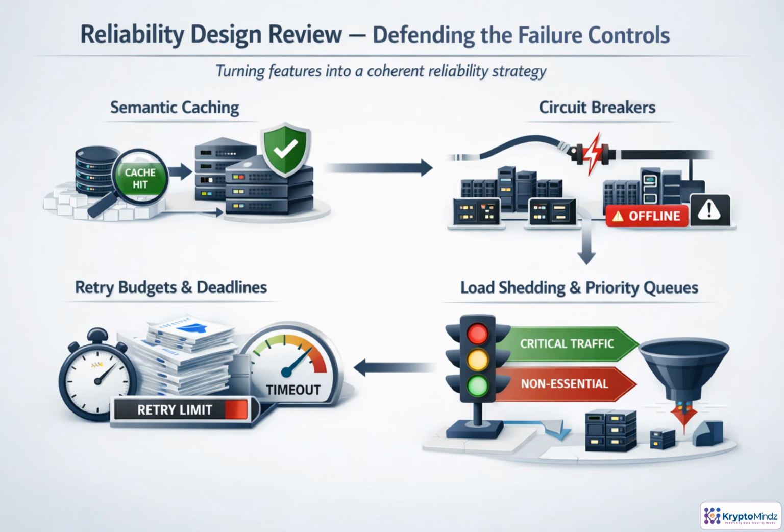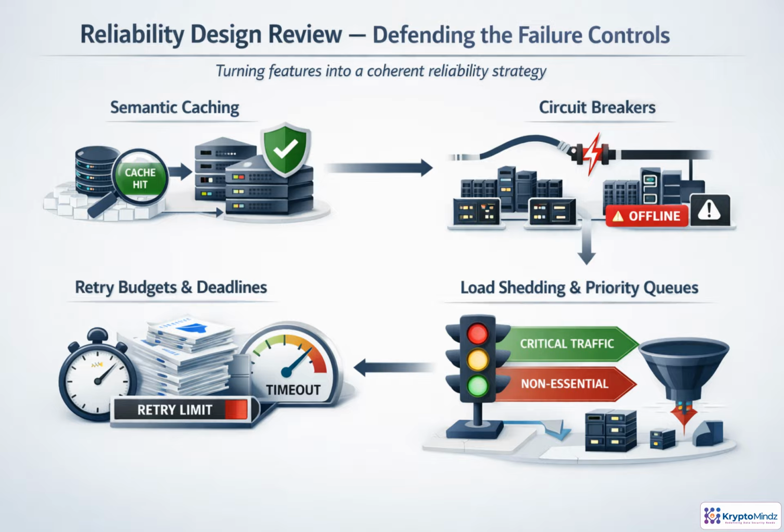In a reliability review, every control should have a failure story. Semantic caching is not only a speed feature, it absorbs repeated requests so downstream inference capacity is not wasted. Circuit breakers watch timeouts, error rates, and latency, then stop traffic from flowing to a degraded model, provider, or GPU pool before failure spreads.